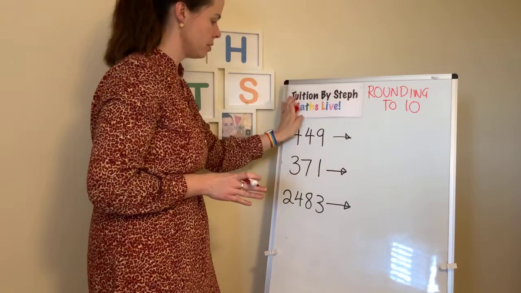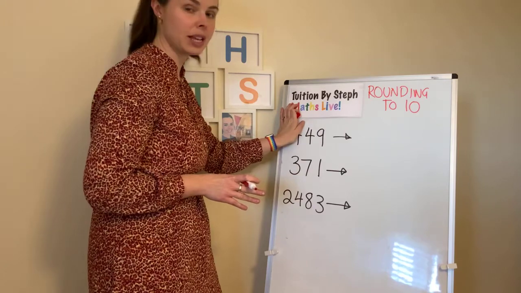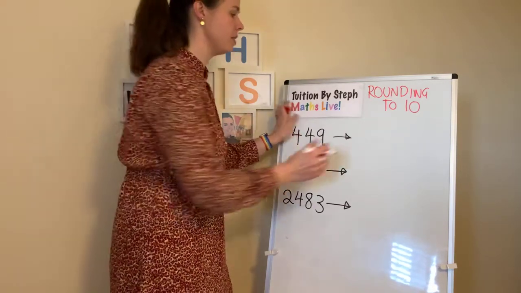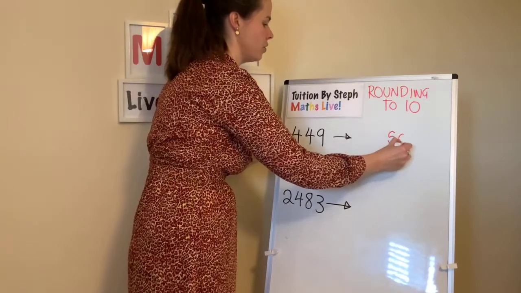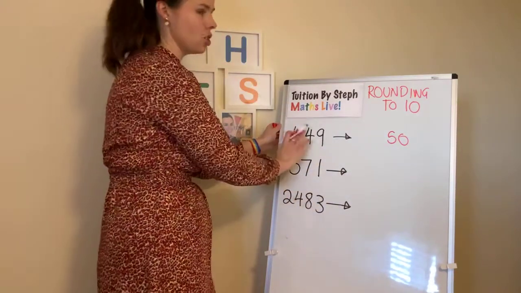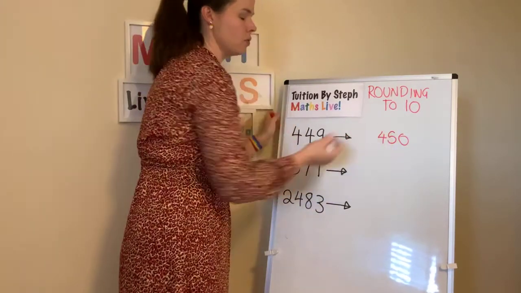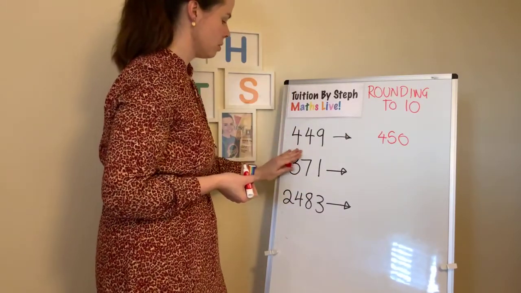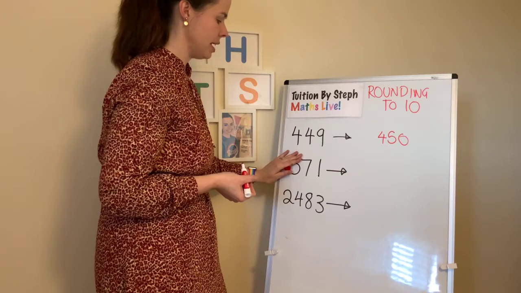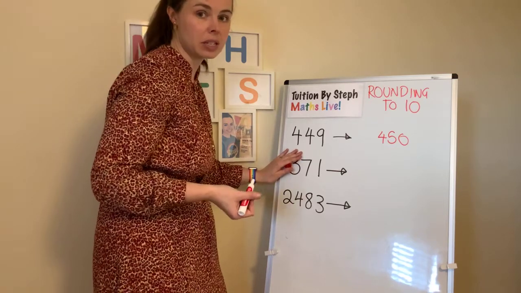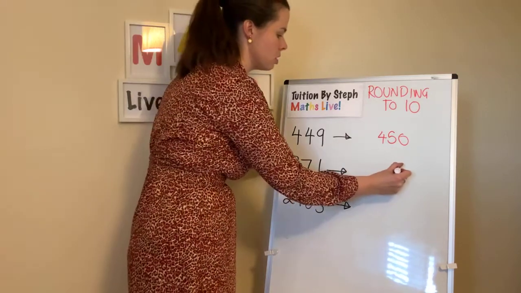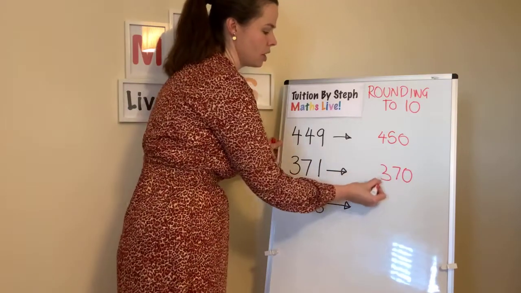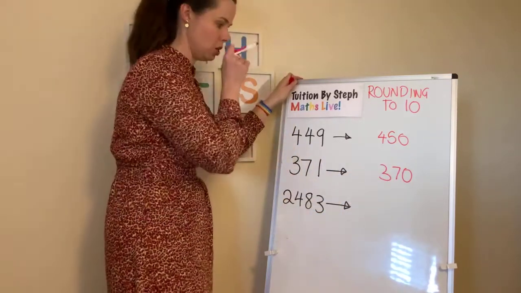So for the first one, we focus on the 10s and the 1s. It's 49. So 49 to the nearest 10 is 50. Okay, we don't need to change the 100. So 450. Well done if you got 450. The next one, round to the nearest 10. The 10s are in the 70s, 71. 71 to the nearest 10 is 70. Don't forget to put your hundreds back on there. We don't need to change that.